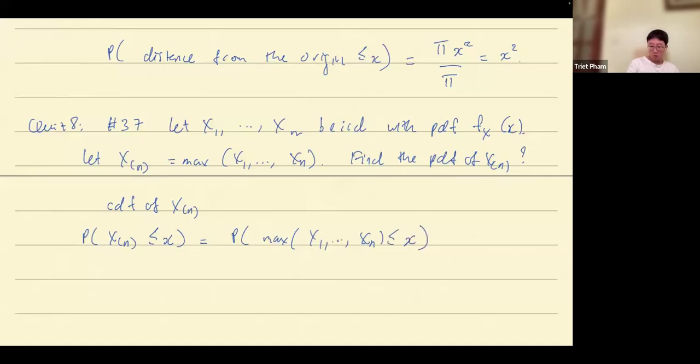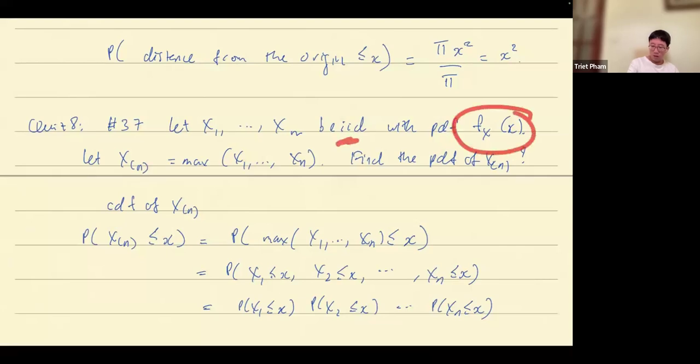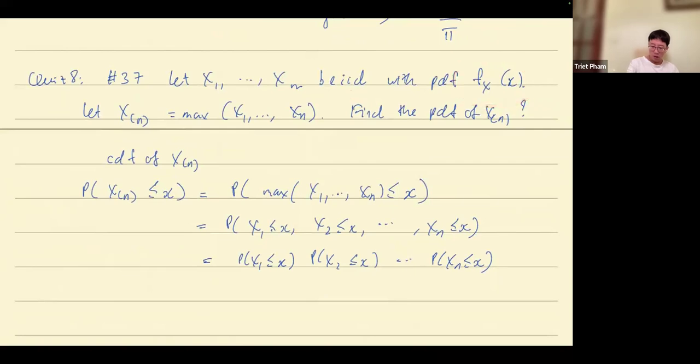But the max less than or equal to x is the same as individually all random variables being less than or equal to x. Now because they're independent, that's going to be the product. And because they're identical with the same density, it becomes the CDF of a single variable raised to the n-th power. All right, so that's the CDF of the max.